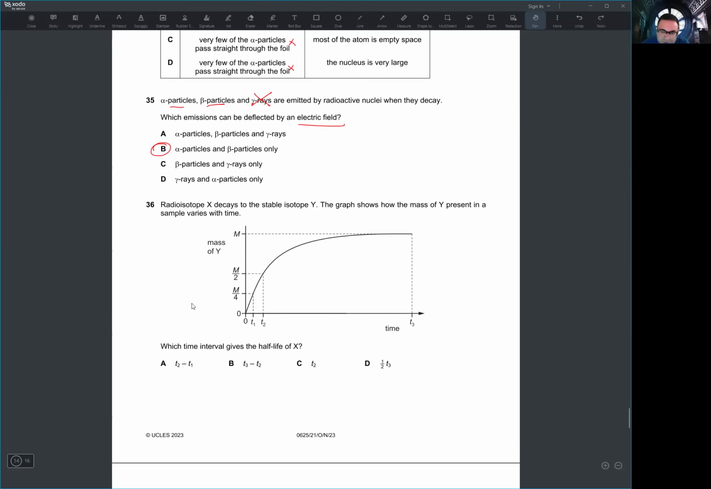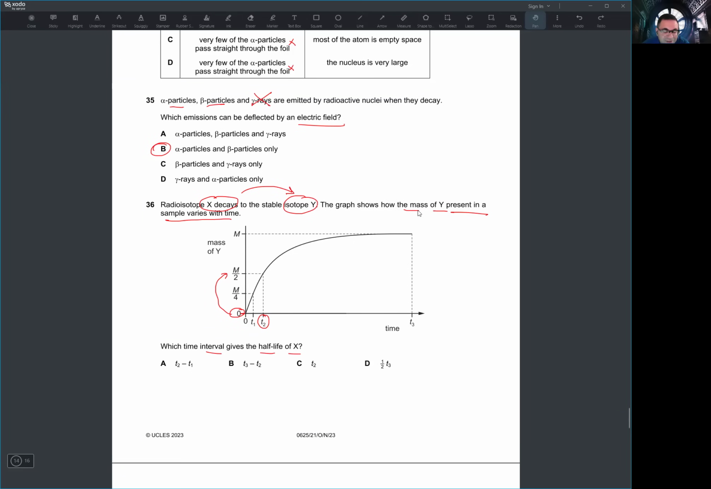Radioisotope X decays into a stable isotope Y. The graph shows how the mass of Y present in the sample varies. He's not looking at the mass of the thing that's decaying. He's looking at the mass of the stable isotope after. So which time interval gives the half-life of X? T2, that's it. If your start was nothing and then you have half the mass, then what's the time back here? That's it. That's T2.